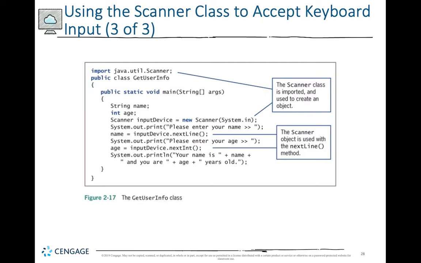All right, so you have the System.out.println, and I'm taking the variable name, which I've assigned up here, and I'm concatenating it with the rest of this string, the string literal, "and you are," plus, and I'm taking the int of age, and I'm saying "years old." Okay.